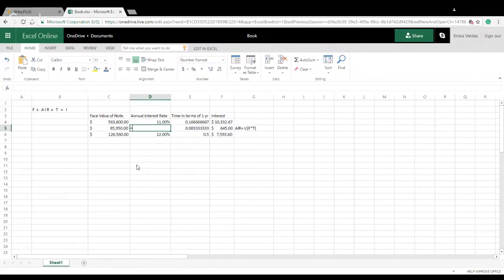So let's just put in the formula here. We're going to have the interest divided, and in parentheses, the face value of note times the time in terms of 1 year, close the parentheses, and it's going to be 9%.